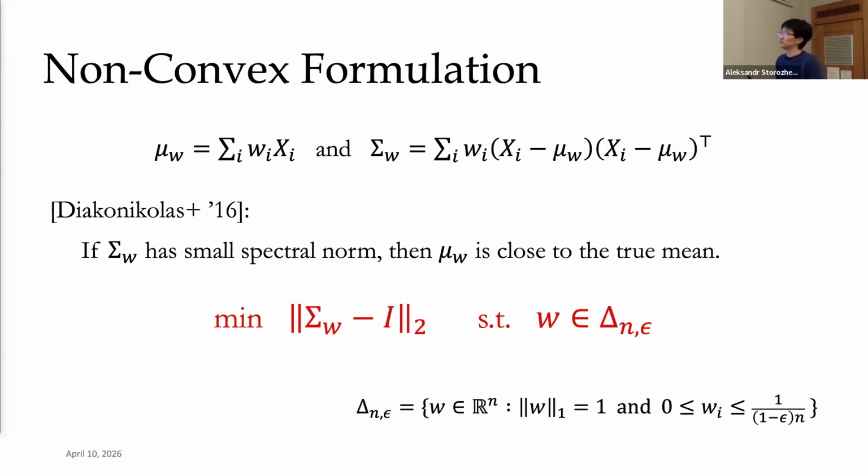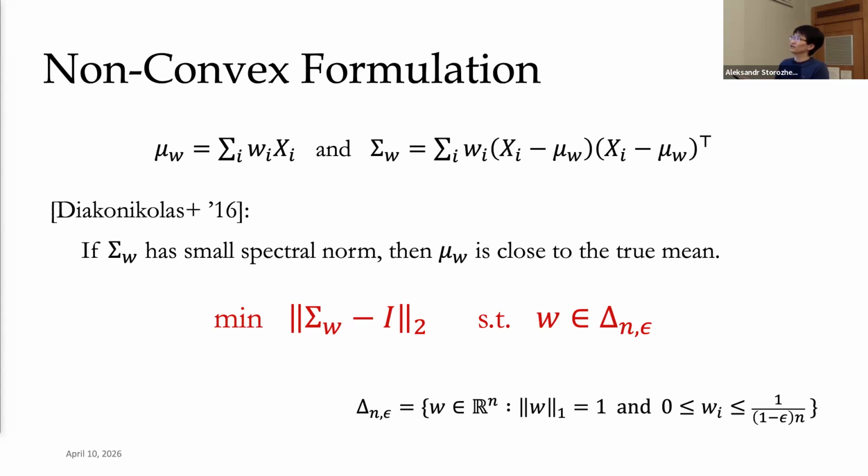The proof is essentially Cauchy-Schwarz, which I won't dive into. But it motivates the following natural objective function. I want Sigma_W to be close to identity because that's the true covariance matrix, so I might as well just minimize some kind of norm of their difference, subject to a constraint that I cannot concentrate too much on a particular sample. Intuitively, what does this constraint mean? It's the convex hull of all the indicator vectors for sets of size (1 minus epsilon)n.